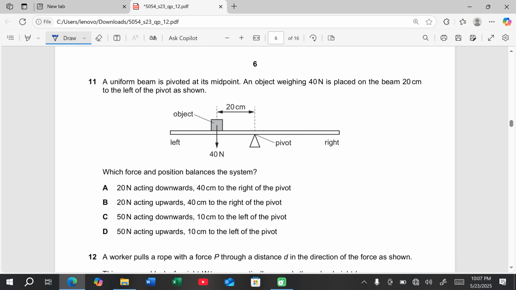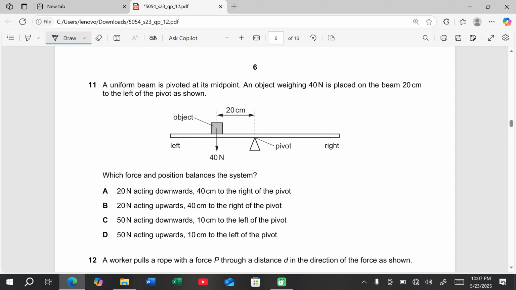Moving on to question number 11, the uniform beam is pivoted at its midpoint. An object weighing 40 Newton is placed on the beam 20 centimeter to the left of the pivot as shown. Which force and position balances the system? If I multiply them together, it's going to be 800 Newton centimeter of the moment. So the same moment should be there.